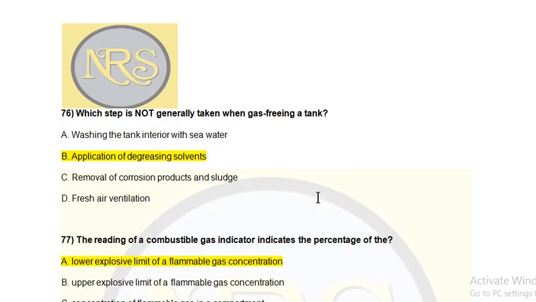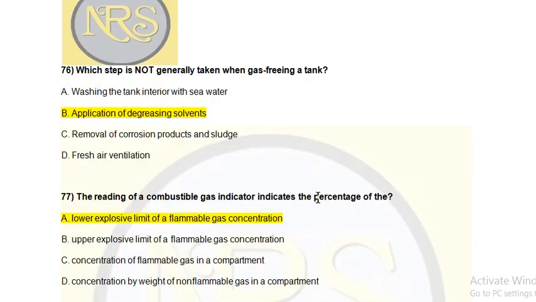Question number 76. Which step is not generally taken when gas freeing a tank? Option A, washing the tank interior with seawater. Option B, application of degreasing solvents. Option C, removal of corrosion products and sludge. Option D, fresh air ventilation. The correct answer is option B, application of degreasing solvents.